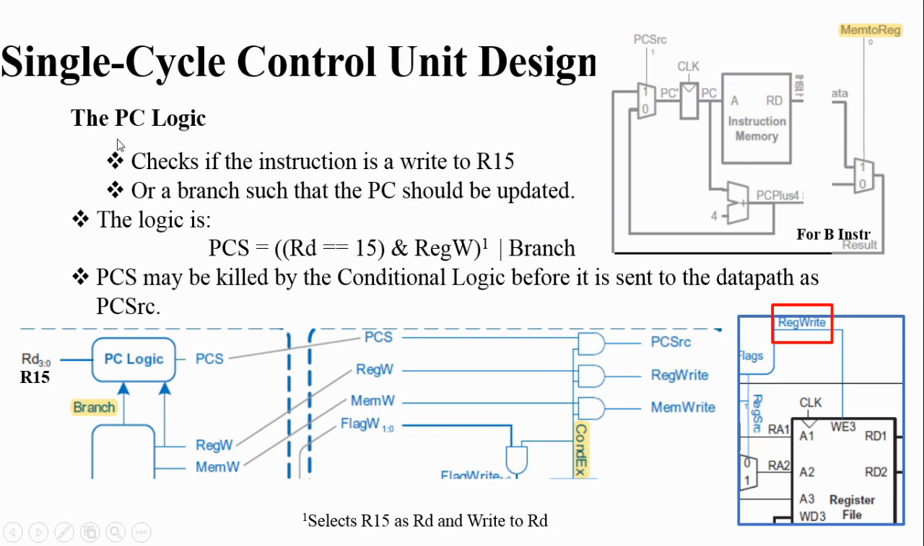So basically the PC logic decides what value should be written to the PC, whether it should be based on writing to destination register 15, or whether it is based on a branch. So this is a function deciding the PC source signal.